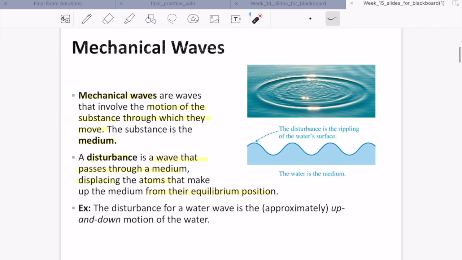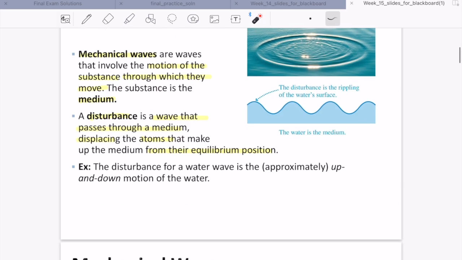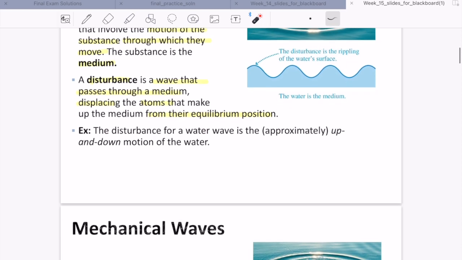But that brings us to mechanical waves. Mechanical waves are waves that involve the motion of a substance, and that substance is the medium. So if you have a sound wave, the air the wave goes through is the medium. So medium is just the substance through which the wave travels. And then obviously, a disturbance is a wave that passes through a medium and displaces the atoms, the particles and stuff in the medium that it's going through.